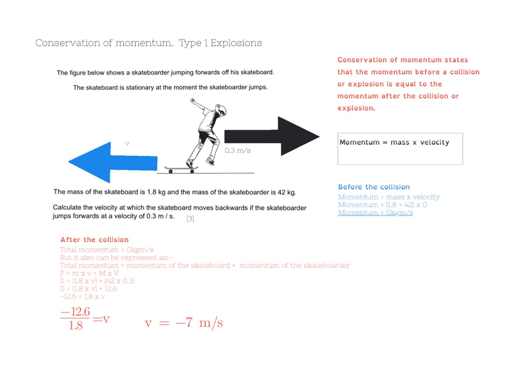So the negative indicates it's moving in the opposite direction to the skateboarder. So the velocity of the skateboard will be 7 meters per second to the left. And that brings us to the end of the question. You should now try and attempt all the type 1 explosion questions that you've got available on your worksheet.